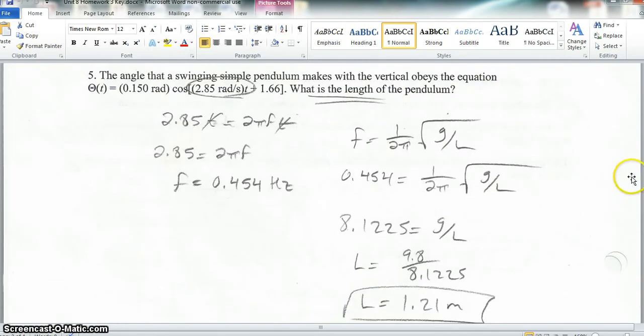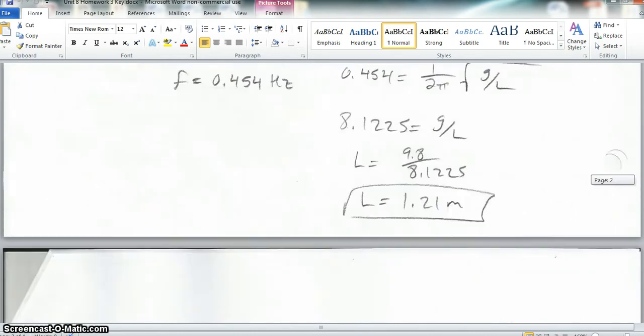So again, this one originally maybe looks kind of intimidating because they give us a whole function for it. But if I just solve for the frequency by using the interior of that function, this question becomes pretty easy to then solve the rest of the way.